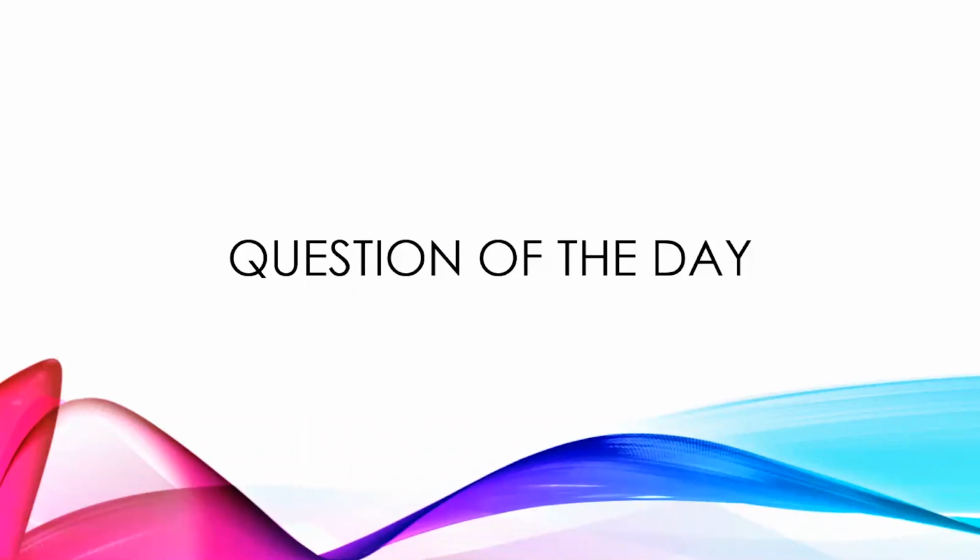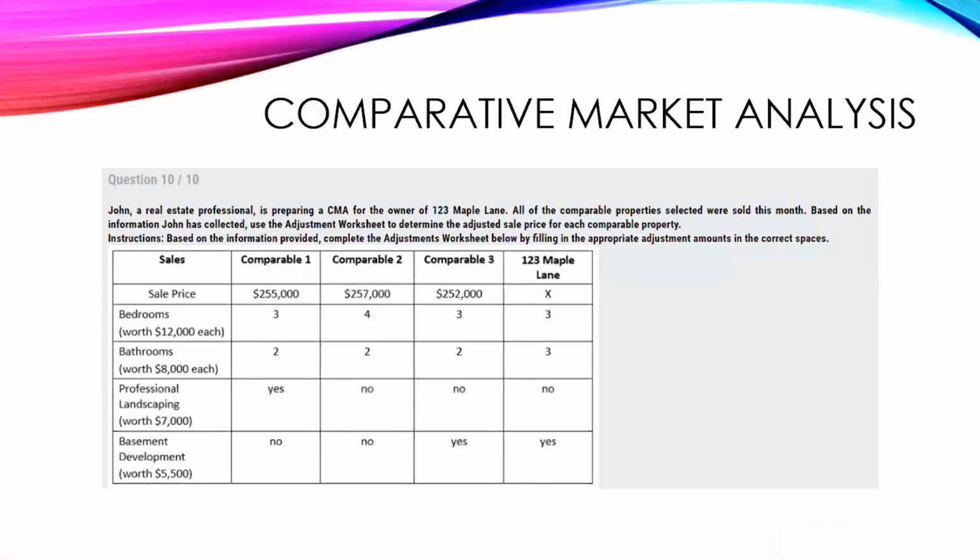Today, I would like to go over a question that I get asked all the time. This is from the residential real estate course, and the question is based on comparative market analysis. This question is from one of the activities. John, a real estate professional, is preparing a CMA for the owner of 123 Maple Lane. All of the comparable properties selected were sold this month. Based on the information John has collected, use the adjustment worksheet to determine the adjusted sale price for each comparable property.